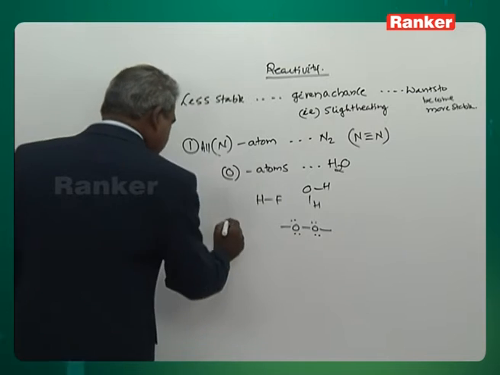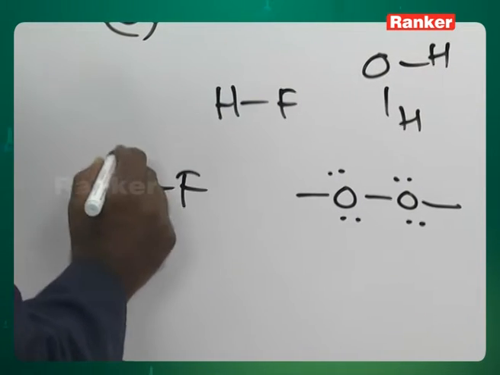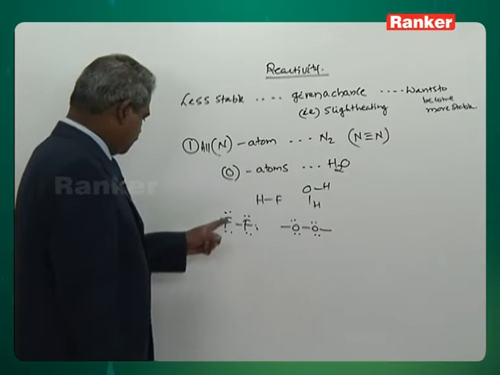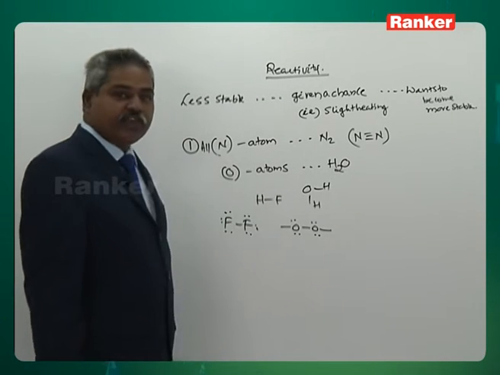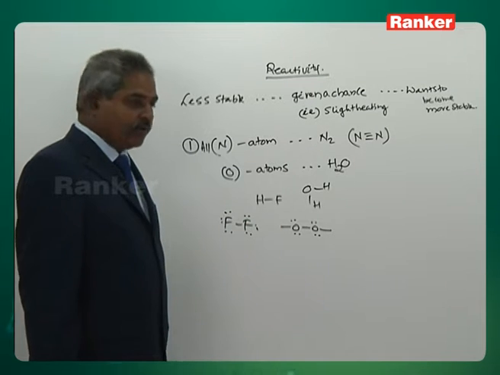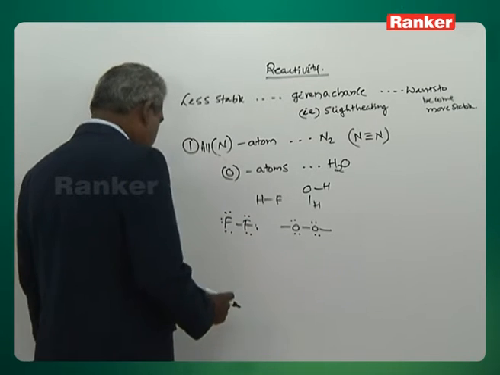And the FF bond, by the same yardstick, is the weakest bond. This is the strongest bond and this is the weakest bond, because of 3 lone pairs here and 2 lone pairs there, 2 to 4 lone pairs, too much repulsion.